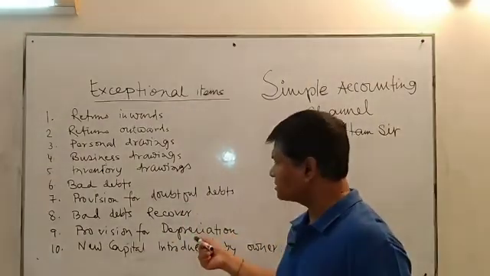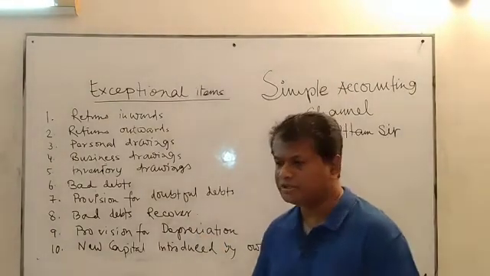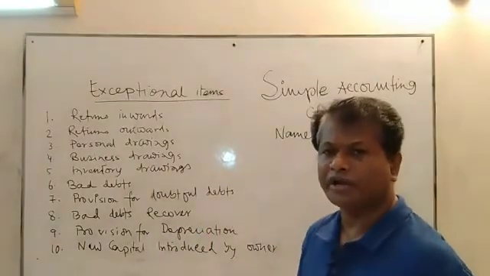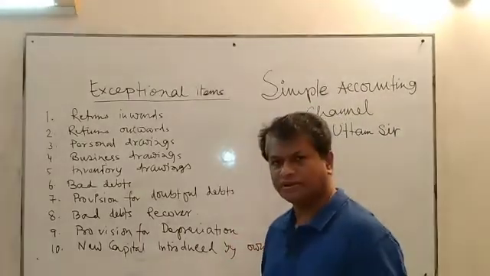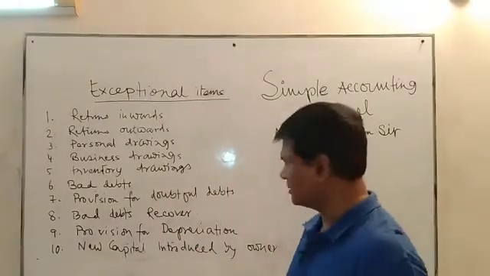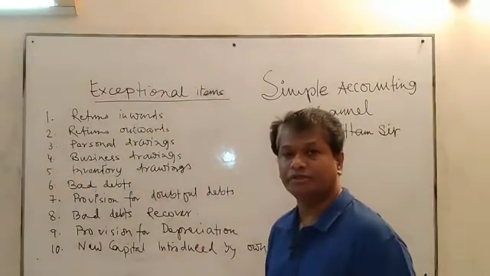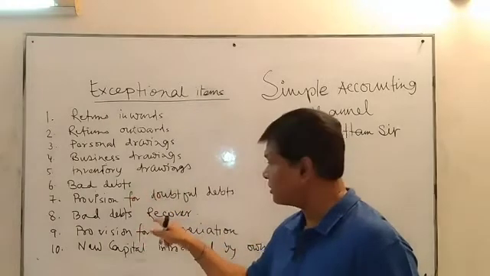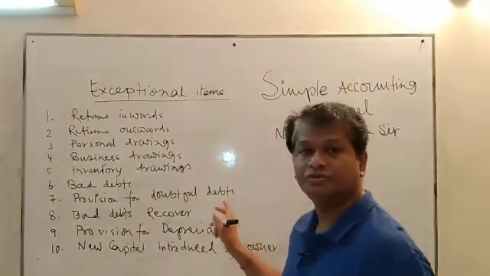Similarly, we have another transaction, provision for depreciation. What is called provision for depreciation? Depreciation means the using up of the non-current asset, treated as an expense. The journal entry is like this: provision for depreciation account debited, and that particular non-current asset for which you are making the provision is to be credited. So provision for depreciation account is to be debited, and that particular non-current asset is to be credited.